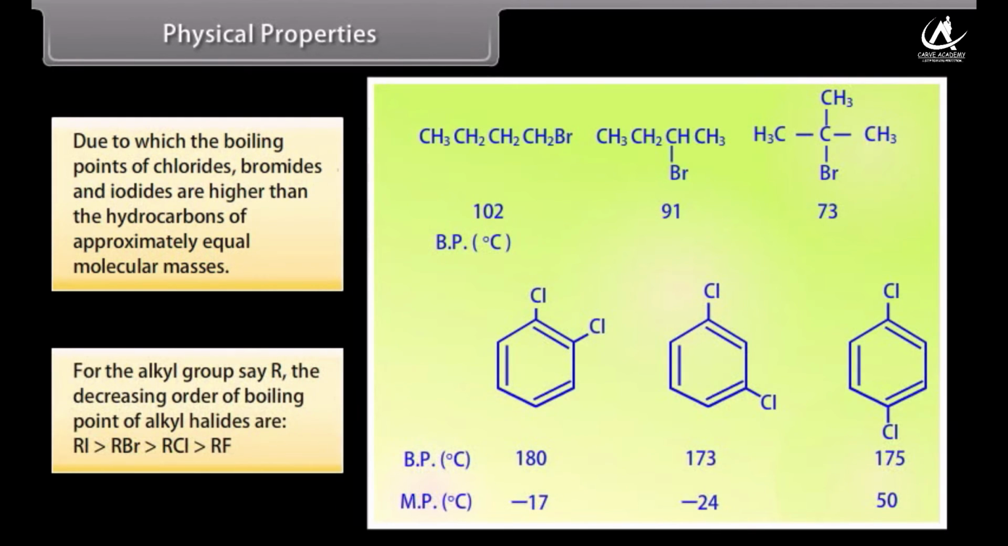For the alkyl group, say R, the decreasing order of boiling point of alkyl halides is: RI has the highest boiling point, followed by RBr, then RCl, and then RF.